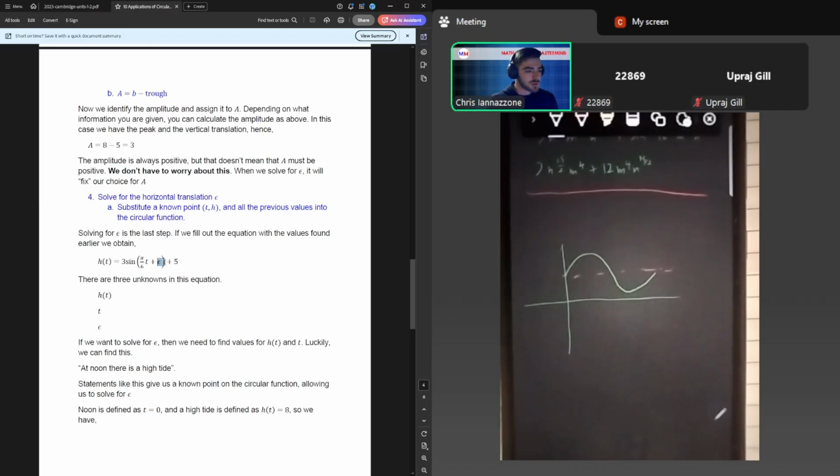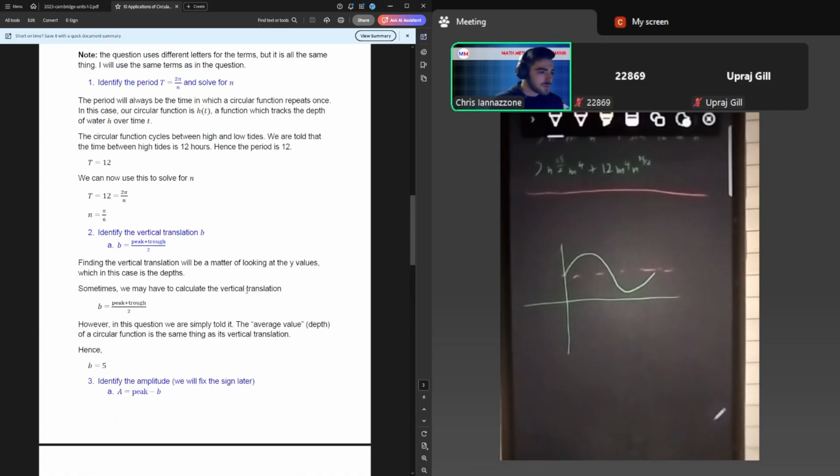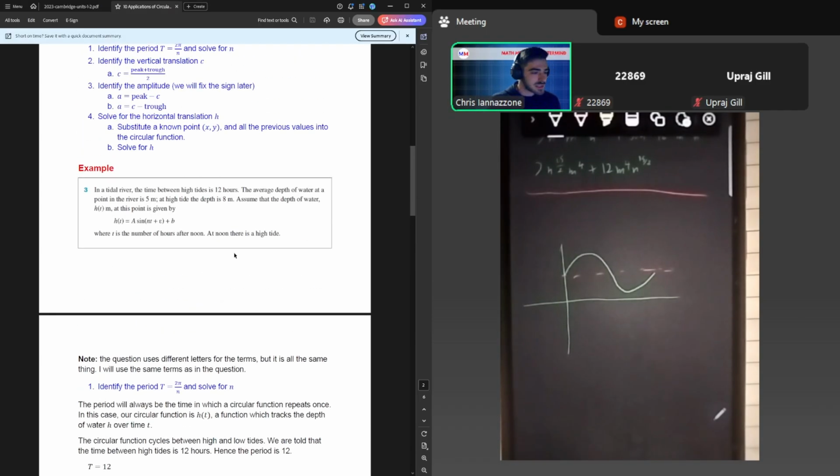So if I want epsilon, that horizontal translation, I need to fill in my t and my h of t. That way there'll only be one unknown, and I can solve for that relatively easily. There's going to be some piece of information in the question which will help you do that. That's what this one here is. At noon, there is a high tide. So noon is a time value, high tide is a height value, or depth in this case.